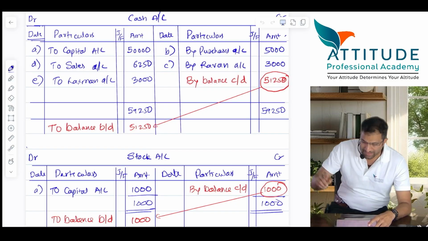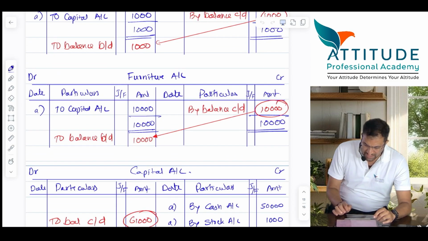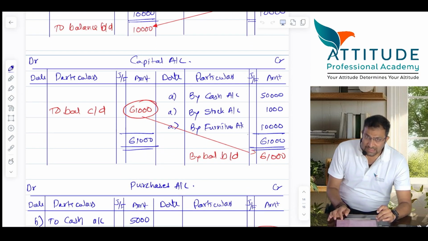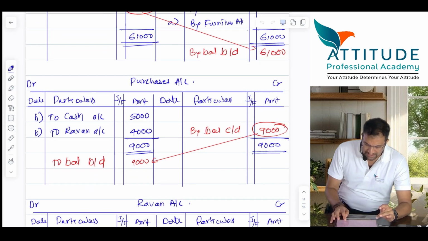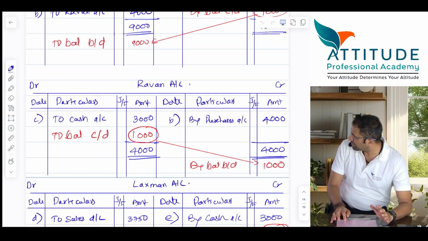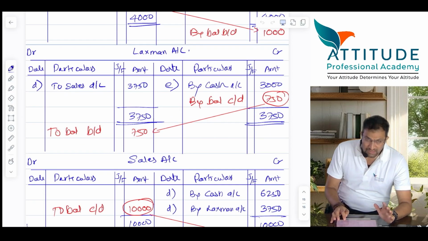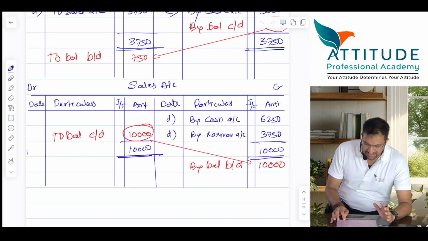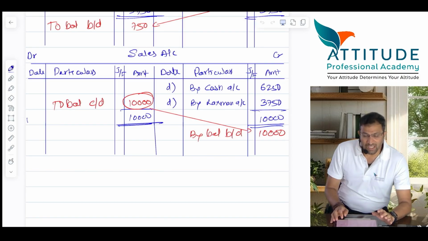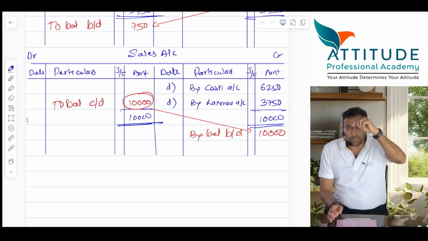51250. Debit balance. Stock account? Debit of 1000. Furniture? Debit of 10,000. Capital? Credit of 61,000. Purchases? Debit balance of 9,000. Ravan? Credit balance of 1000. Lakshman? Debit balance of 750. And sales? Credit balance of 10,000.